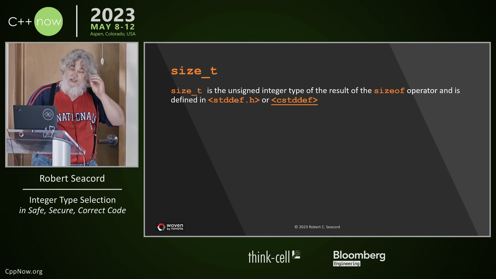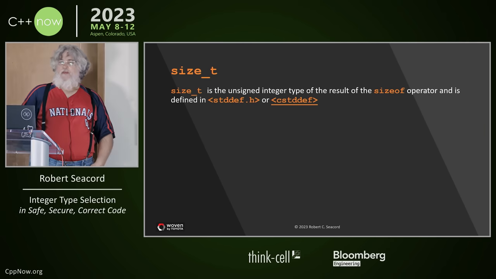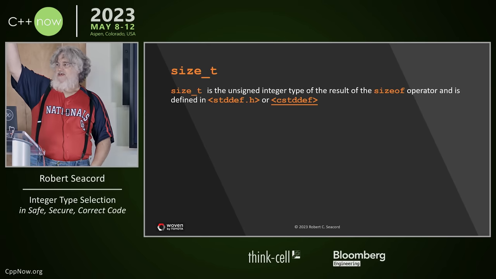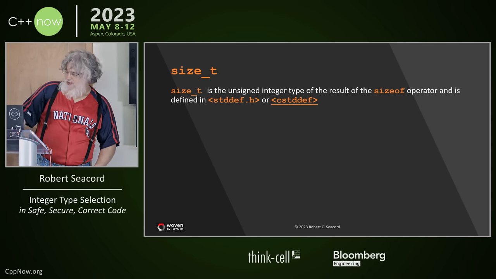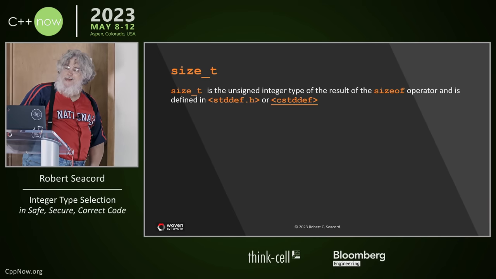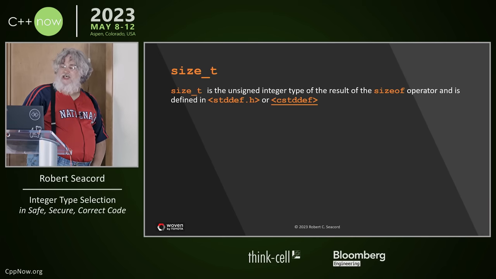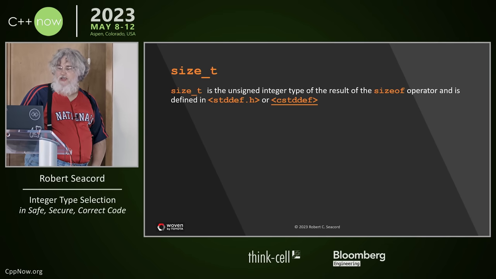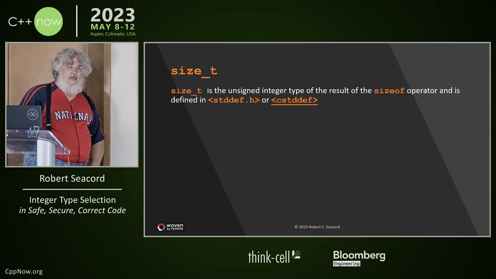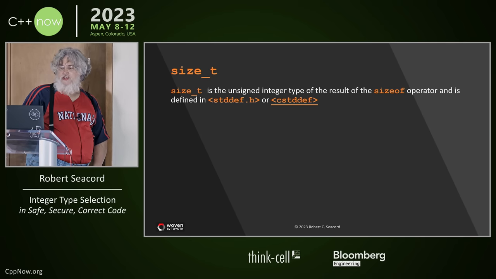So there's a type called size_t. How many people have heard of size_t? You have, you're nodding. Okay, I'm with you. So size_t is the unsigned integer type of the result of the sizeof operator. So when you call sizeof, you get a size_t, right? That's just going to happen. A lot of things return size_t.